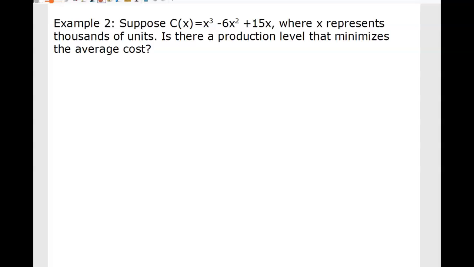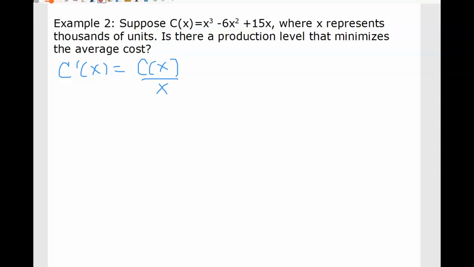In example number 2, we have our same cost function as we did in example number 1. But now we want to find the production level that minimizes the average cost. That occurs when C prime of x equals C of x over x. The production level that minimizes average cost occurs when the derivative equals C of x over x.